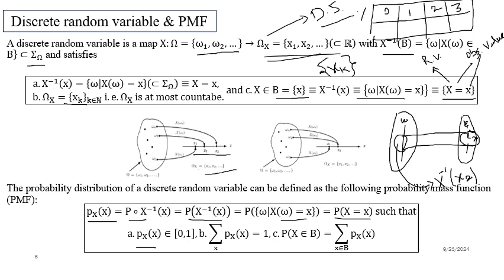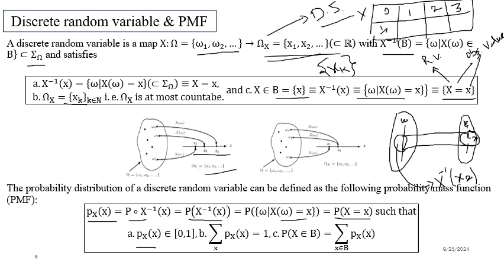X is observing this, and what was the probability of observing 0? If you are tossing a coin 3 times, what is the probability of observing 0? X is the number of heads you are counting. What was the probability of observing 0? 1 by 8.